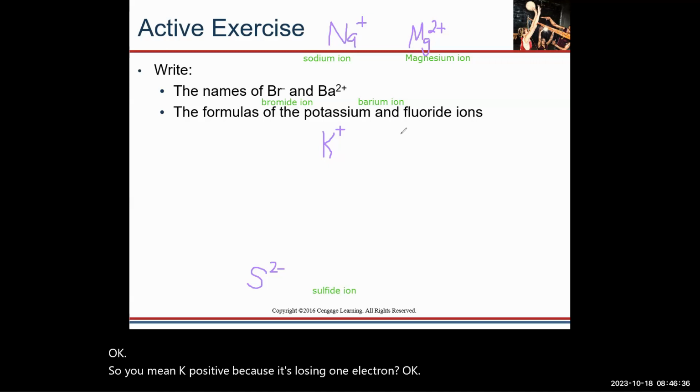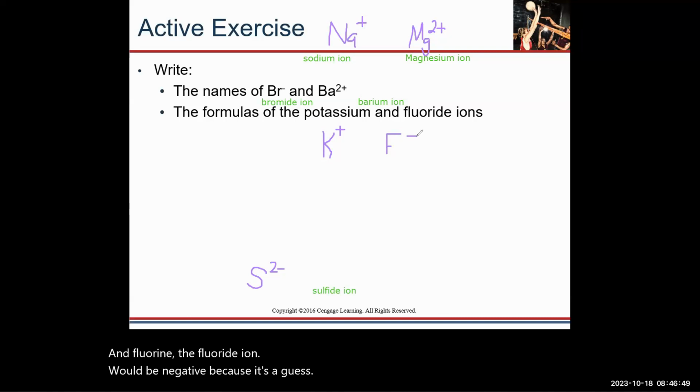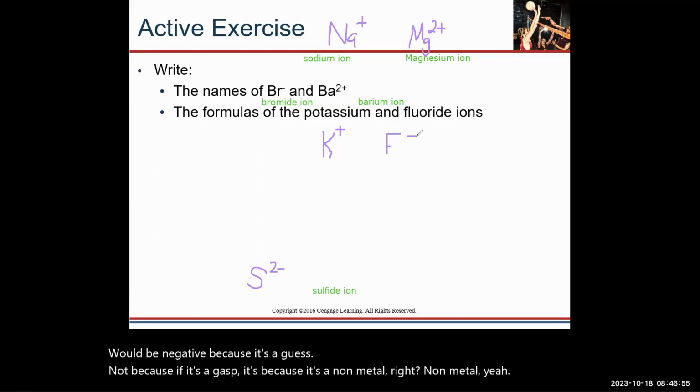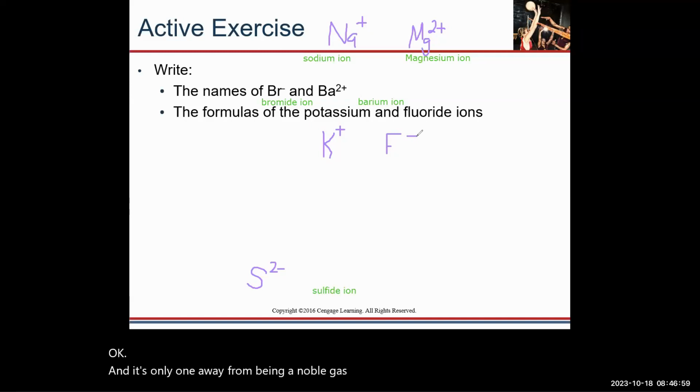And fluorine, the fluoride ion. Would it be F negative because it's a gas? Not because it's a gas, it's because it's a non-metal, right? Yep. And it's only 1 away from being a noble gas, right? It wants to gain that 1. Okay.